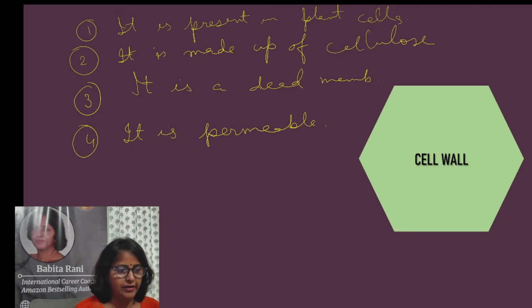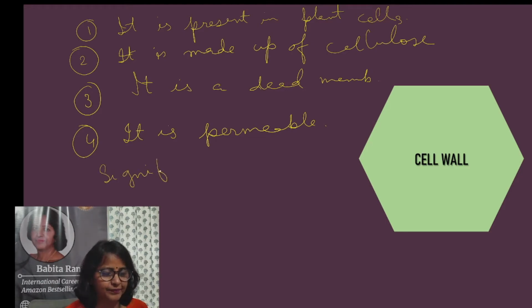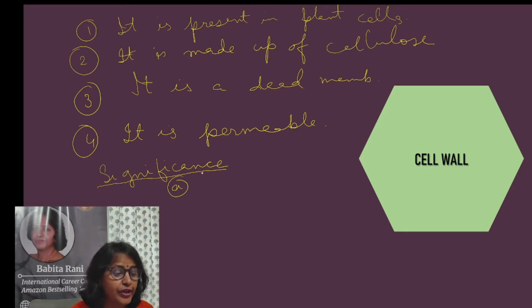One is, let me write significance. Oh, I have to write in this. This is where I get confused. I have to learn a lot now. What is the significance of having cell wall in a plant cell? One is, because cell wall is made up of dead cells, it is quite rigid, so it gives a definite shape to the plant cell.